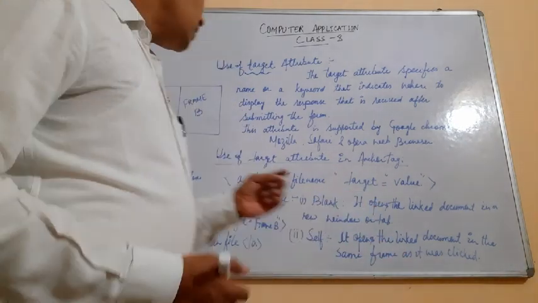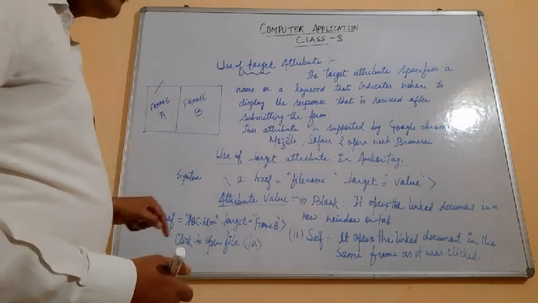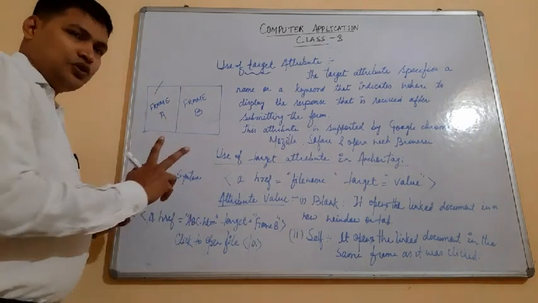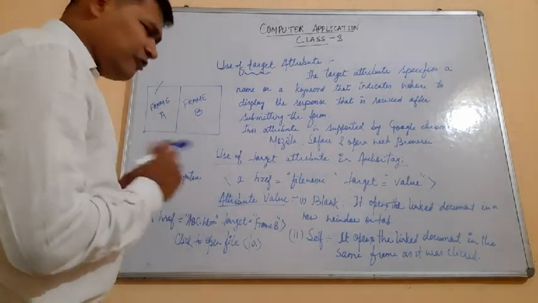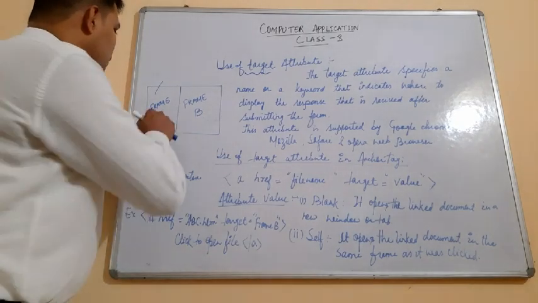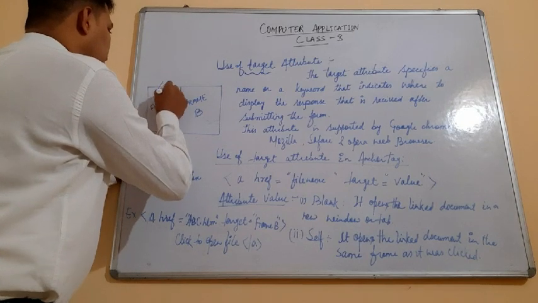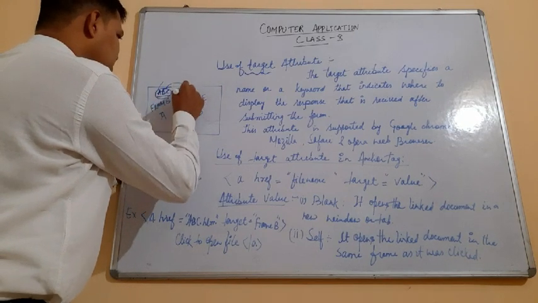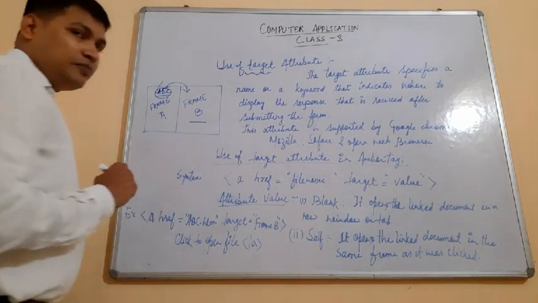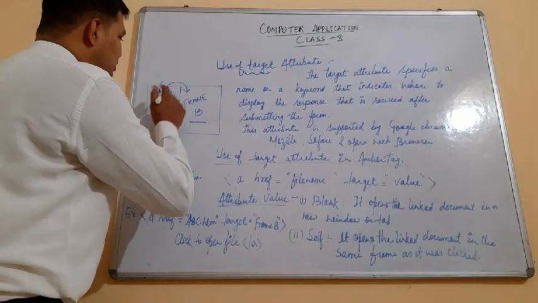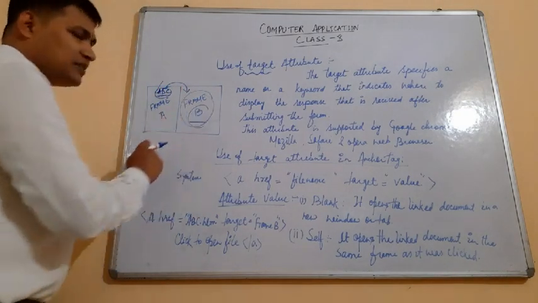Students, here I have drawn a picture. I have divided my web browser screen into two parts. The first is frame 1 and the second is frame 2. If I want to create a link, suppose link ABC is here. When I click on this link, the response web page will display in frame B. So the target of this ABC file is frame B.